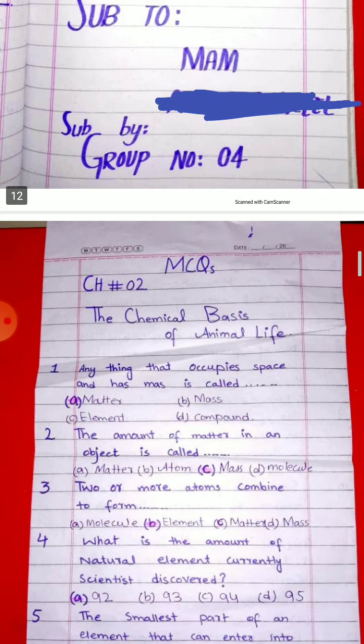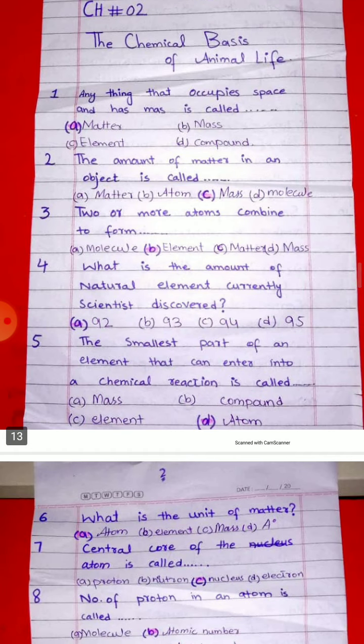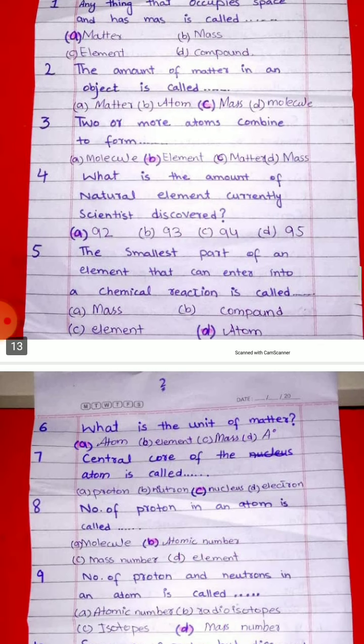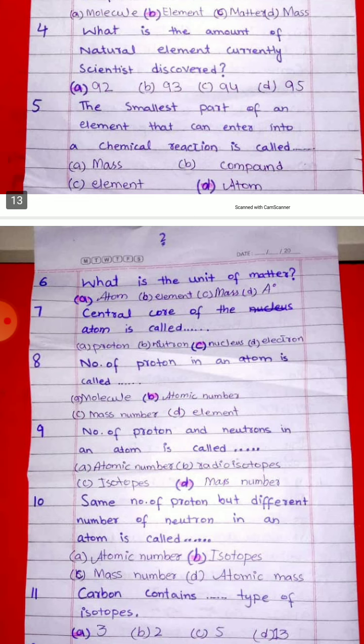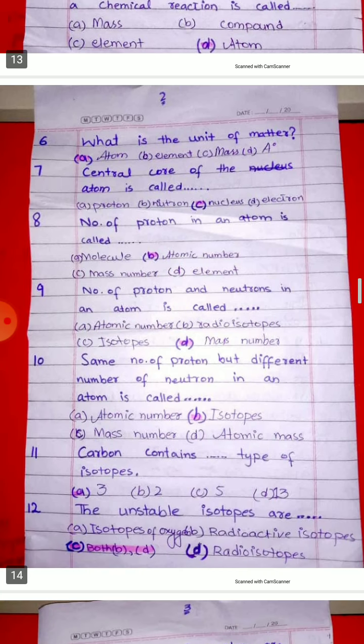Okay. Next is chapter 2, chemical basis of animal life. Anything that occupies space and has mass is called matter. The amount of matter in an object is called mass. Two or more atoms combine to form a molecule. The number of natural elements currently scientifically discovered is 92. The smallest part of an element that can enter into a chemical reaction is called the atom.